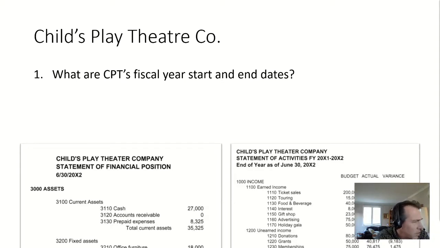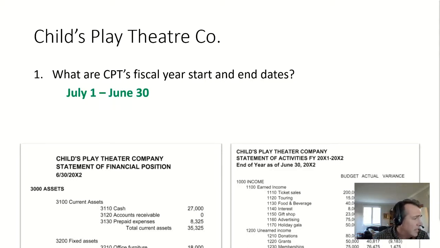The first one was pretty easy. What are Child's Play Theater's fiscal year start and end dates? And you can tell those pretty quickly. They are July 1st to June 30th. This is kind of standard for a lot of theater companies. Why do they start in the middle of the year? Typically, that coincides with how they break down their theatrical seasons. It's just easier that way.